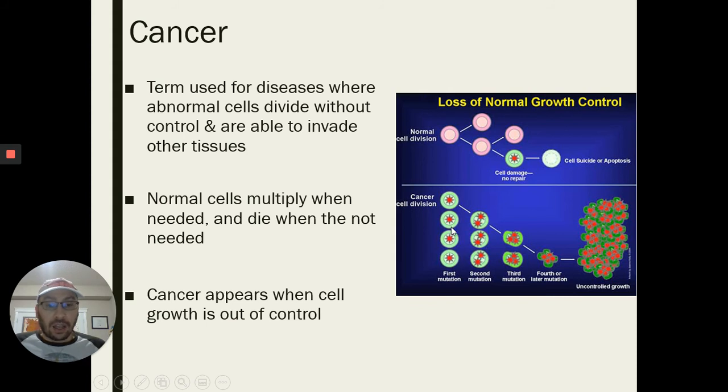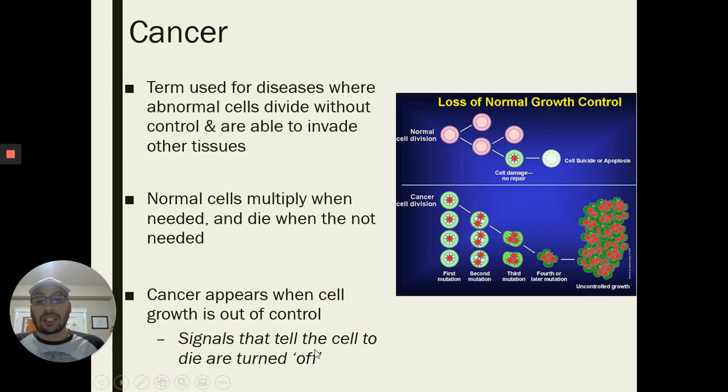So here's cancer cell division. Right here is the first mutation. So you see up here, it comes down here is the first mutation, and then it mutates more, and then you can see each one of these little red things, I guess you can say, are the cells. So the cells grow at an uncontrolled growth rate.